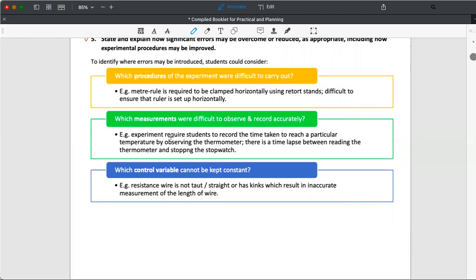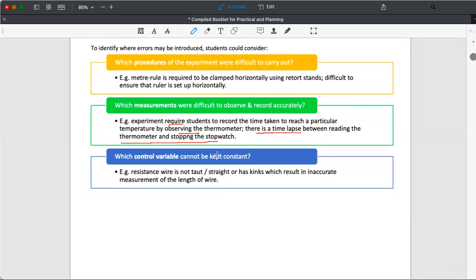So the experiment requires students to record time, for example, observing temperature reading at different times. So you can say that, while taking the reading on the thermometer, there's a time lapse between reading the thermometer and stopping the stopwatch. Okay, that will lead to an inaccurate result. Time lapse means you cannot ensure that the time where you stop the stopwatch is the same time where the reading was taken.